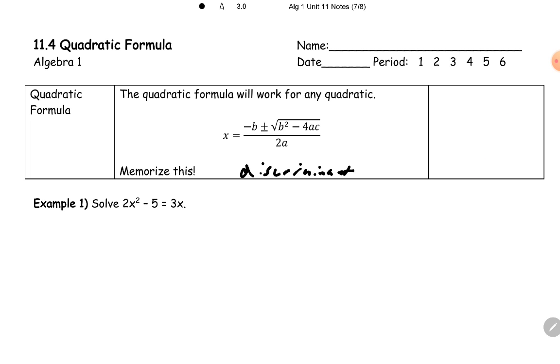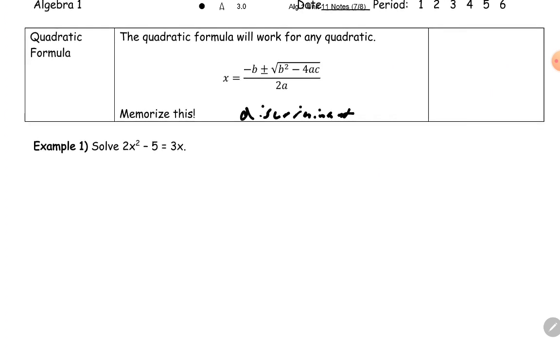But let's do an example. First, we need to find our a, b, and c values. So I need to move everything over to one side. I'm going to subtract 3x, so I have 2x squared minus 3x minus 5. So a equals 2, b equals negative 3, and c equals negative 5.